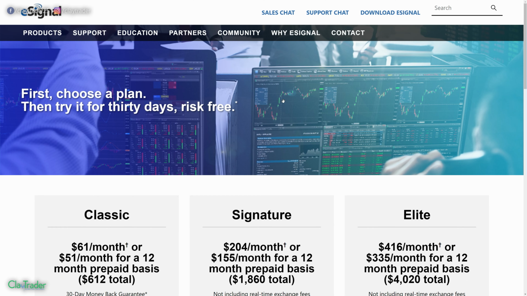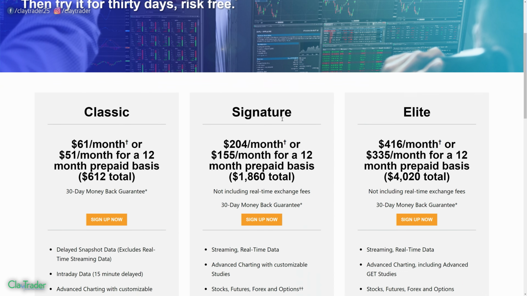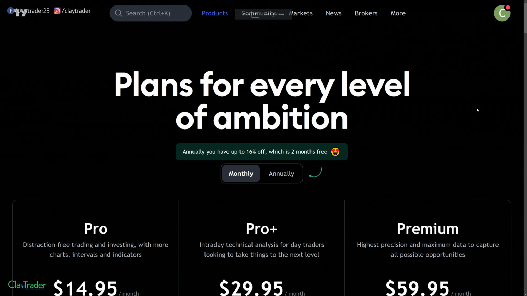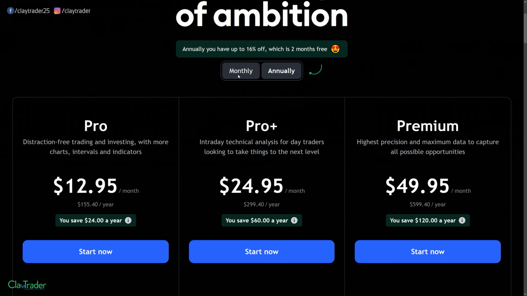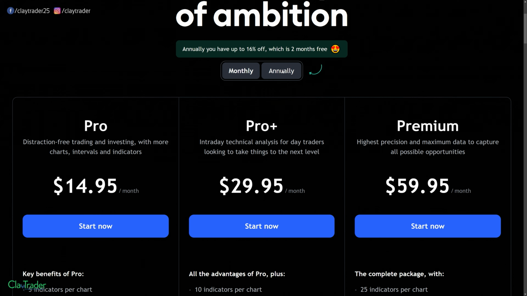So first off, we have eSignal, and the one that you'll be seeing is right here, their signature platform, and a couple different ways to look at it. It's either $204 per month, or if you do it in a 12-month period, it's $1860 total, which breaks down to $155 per month. Our next one, we have TradingView, and you can see their various pricing tiers down here from Pro, Pro Plus, and Premium. And if you do annual, then yes, those prices do change up. But right there, you're looking between $15 a month to $60 per month.